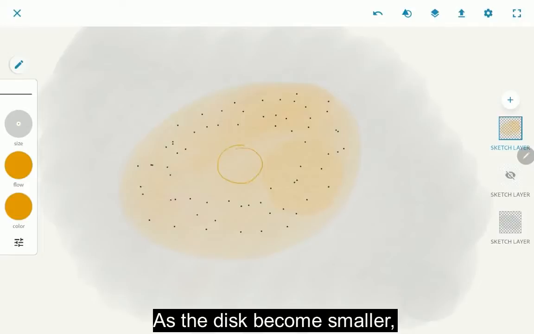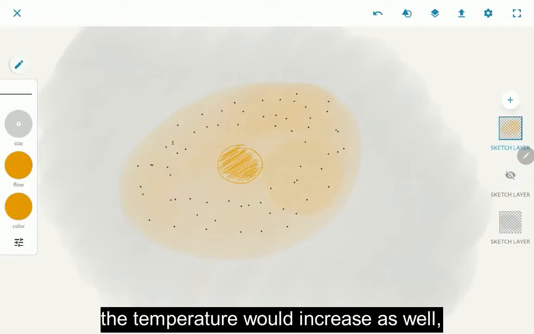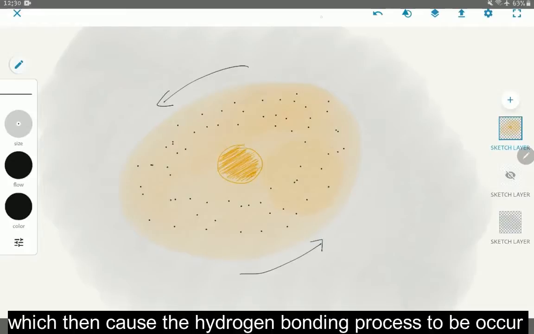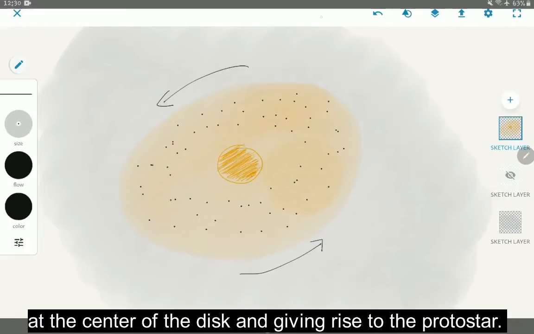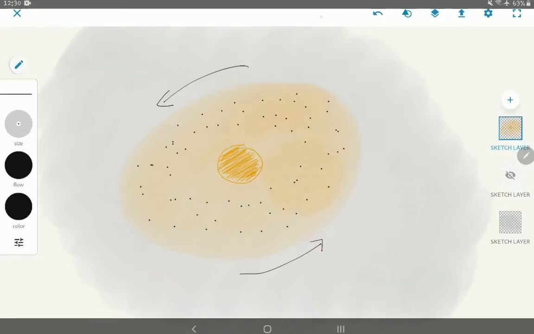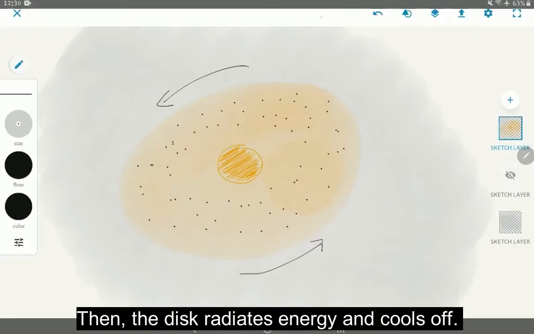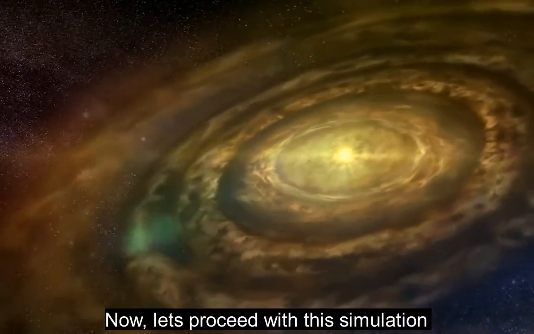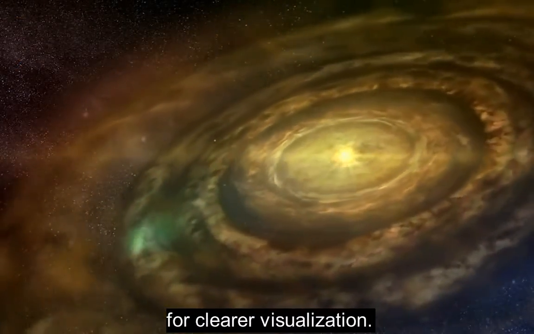As the disk becomes smaller, the temperature will increase as well, which then causes the hydrogen fusion process to occur at the center of the disk, giving rise to the protostar. Then, the disk radiates energy and cools off. Now, let's proceed with this simulation for clearer visualization.